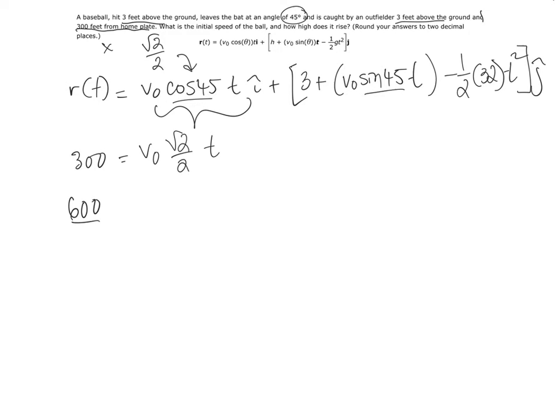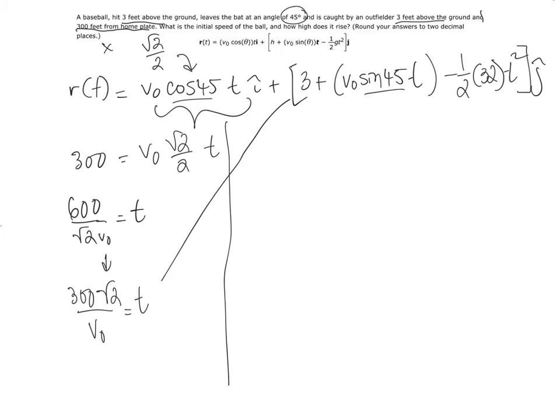So 600 over root 2 v naught equal t. Now I have that. I can also simplify this. It's going to be 300 root 2 over 2 over v naught. Okay, and all of this, I'm going to plug into the j component.